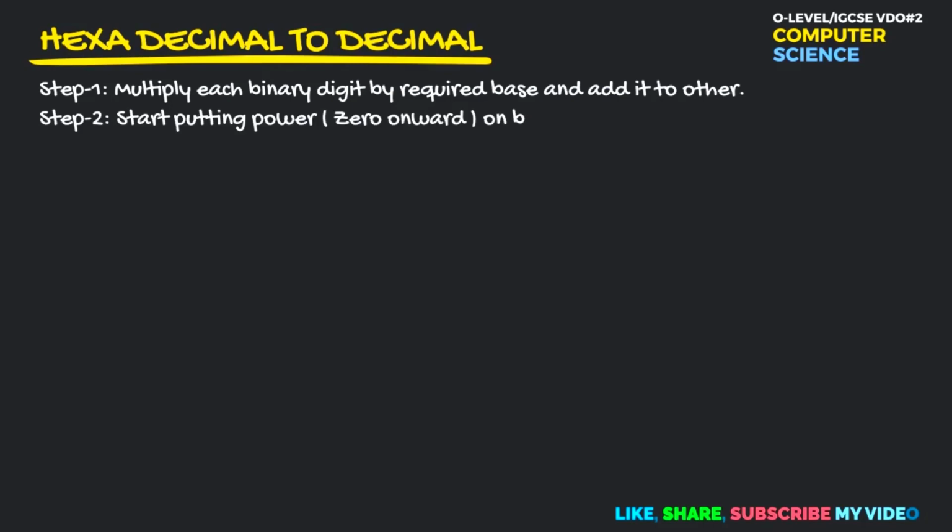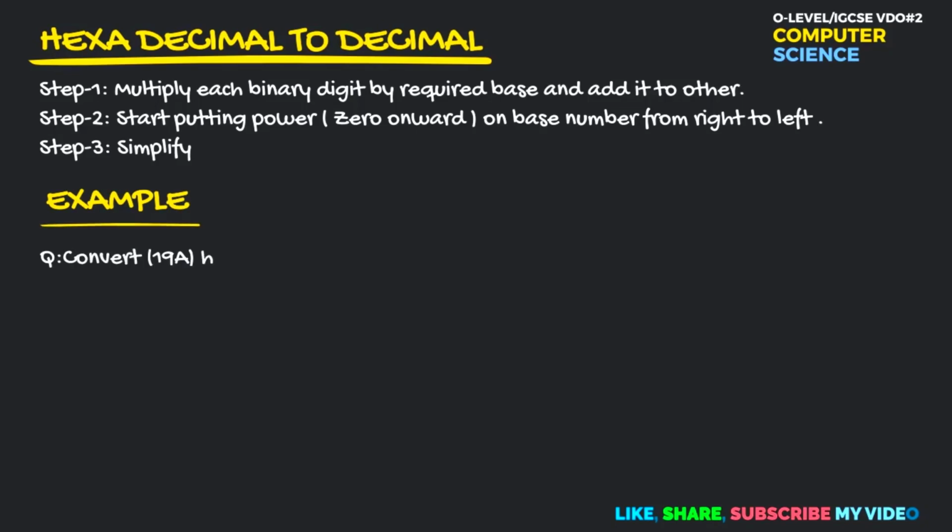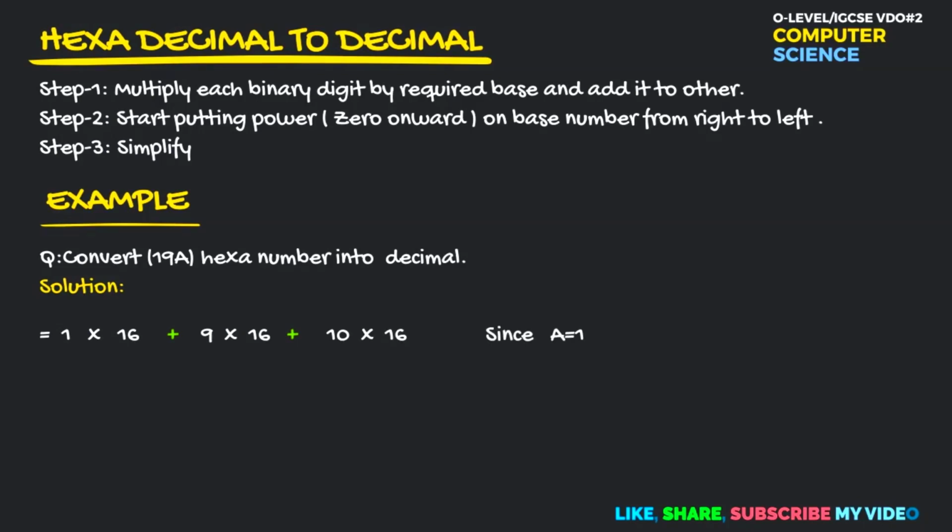Now, we will see how to convert from hexadecimal to decimal system. The procedure to convert is similar as in case of binary to decimal. Let's see an example of how to convert a hexa number 19A into decimal. Following the first step, multiply each digit with a required base, which is 16 in this case. Don't forget to convert any hexa alphabet into its equivalent value. Simplify the expression. The calculated result will be required decimal number.